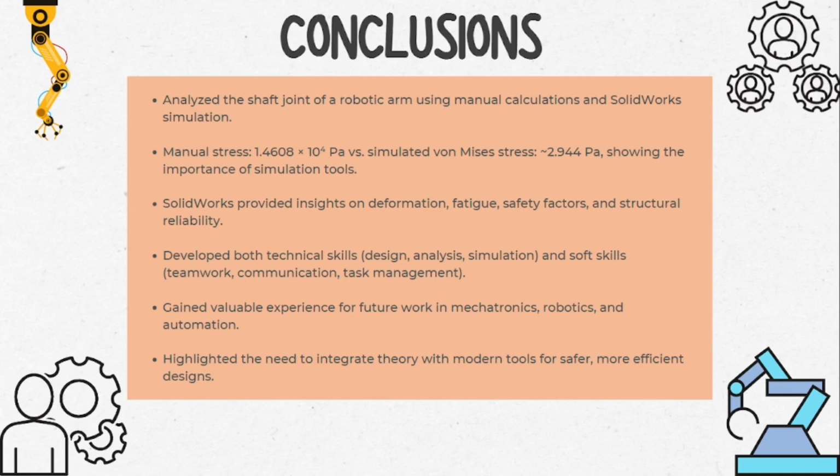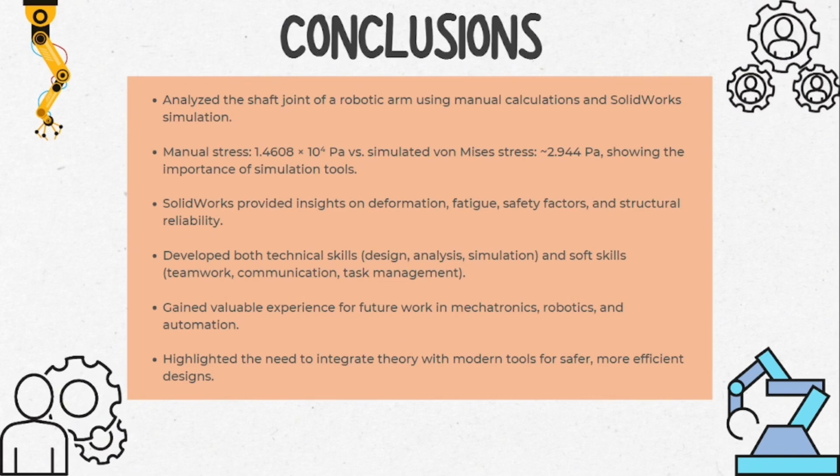So, last but not least, for the conclusion, we analyzed the shaft joint of a robotic arm using manual calculation and SolidWorks simulation. For the manual stress calculation, we got 1.4608 times 10 to the power of 4 Pascal, versus the simulated von Mises stress, which is 2.944 Pascal, showing the importance of the simulation tools. SolidWorks provides insight on deformation, fatigue, safety factors, and structural reliability.